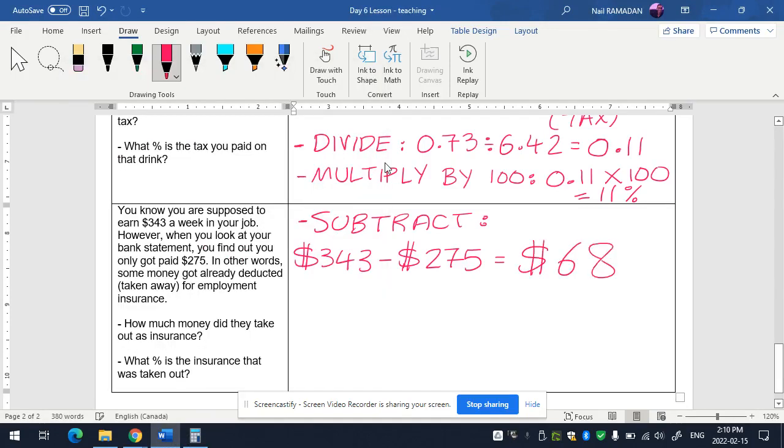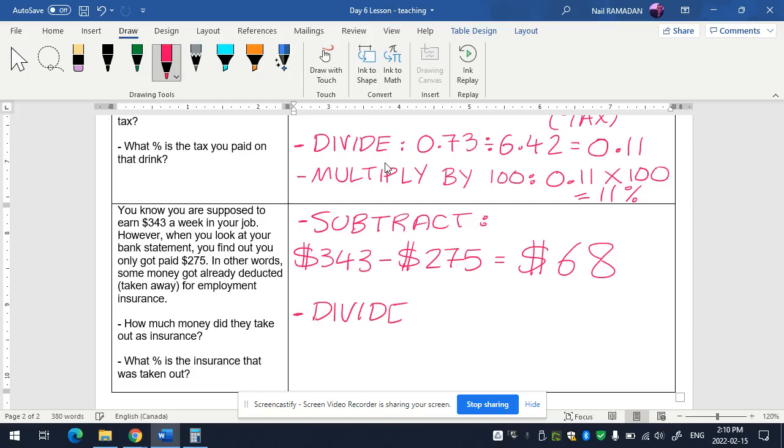That's fine. We all make mistakes. So $68 of your paycheck went away. Whatever. Had to go. You don't control that. Question: how much is that as a percent of the original amount? What was the original amount? 343, not 275. Remember, 275 is the future amount. 343 is the original amount, just like the original price of the drink. So I do now two things.